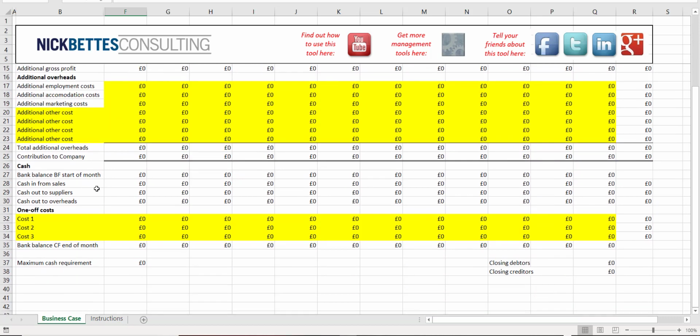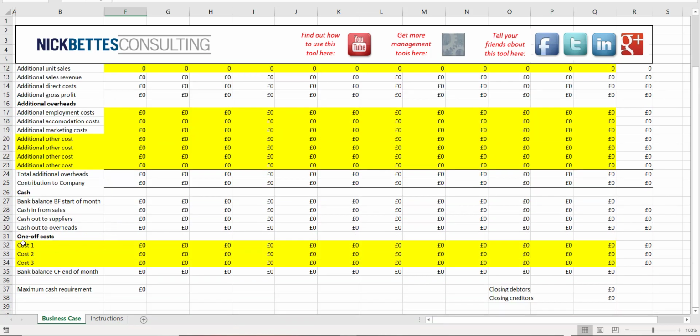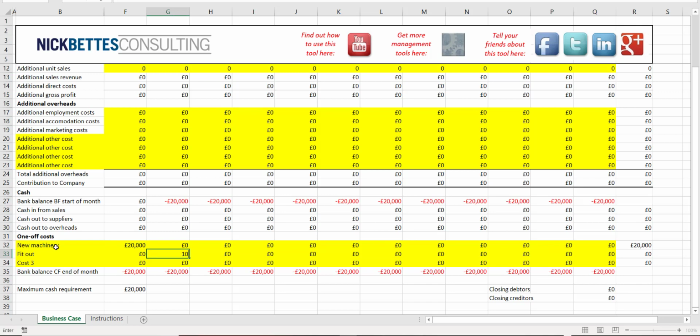I'm going to shoot down to the bottom here before we look at the middle part. Straight away down here I've got some one-off costs associated with my new building project. One is, let's say, some new machinery, and two is, let's say, the fit out of the new building. My new machinery is going to cost me £20,000, and I'm going to have to pay for that in month one. My fit out is going to cost me £10,000, but I don't have to pay for that until month two.